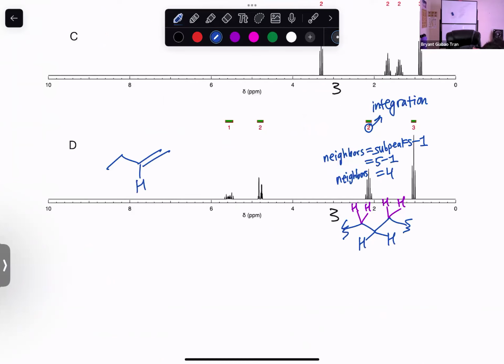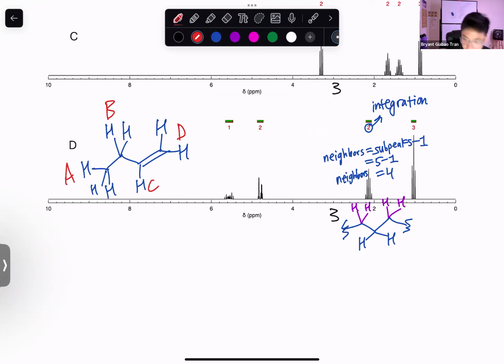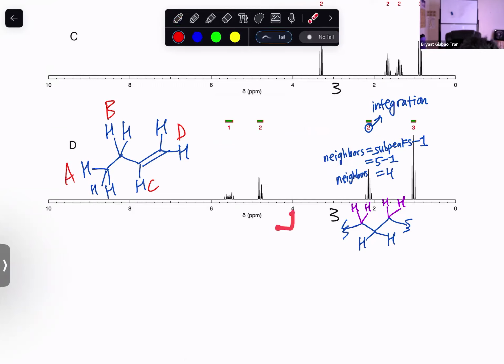Okay. Let's do the same thing. Let's draw out all of the invisible hydrogens and label them A, B, C, and D. There are 4 different unique peaks. Now, 4 to 6 is going to be the alkene hydrogens. So this is either going to be C or D, right?